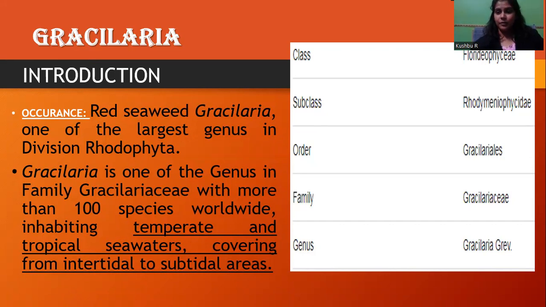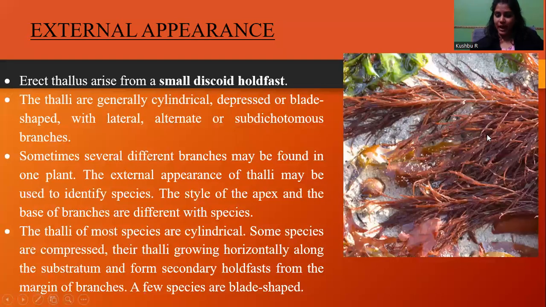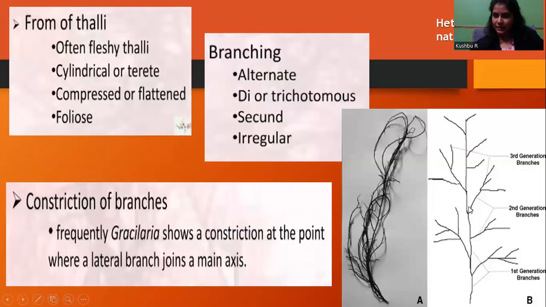Their favorable temperature would be a little high temperature. They're seen in tropical sea waters. They have better developed thalli, where they have a main erect axis. They have a main axis, and then there comes lateral branching.